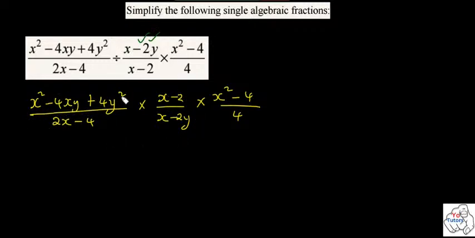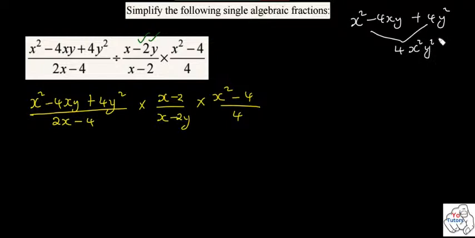Now it's time for us to factorize them independently. So let's look at the first one: x squared minus 4xy plus 4y squared. Here is a trick. When you take the 2 here, you're going to get 4x squared y squared. Then we look for the factors that, if we add them, give us -4, and if we multiply them, we get 4. Those are -2 and -2.